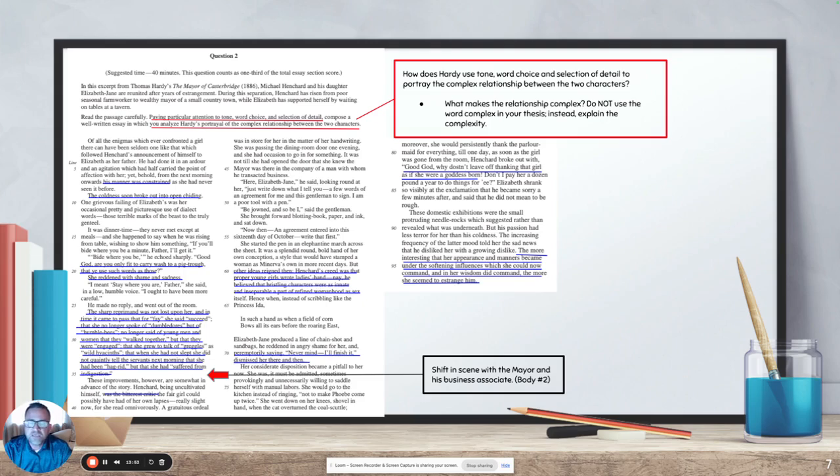So here he is now criticizing not only her dialect from the previous section, he's criticizing her handwriting.